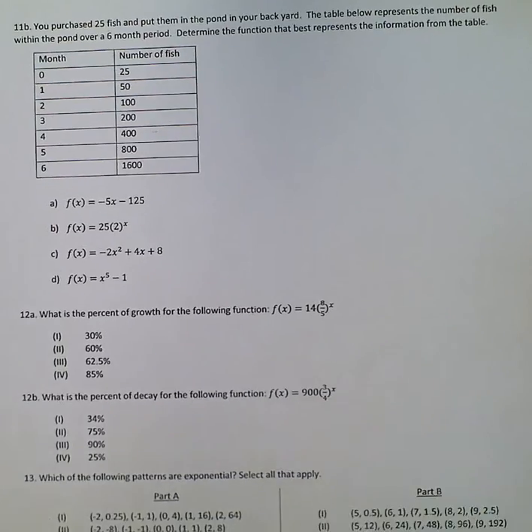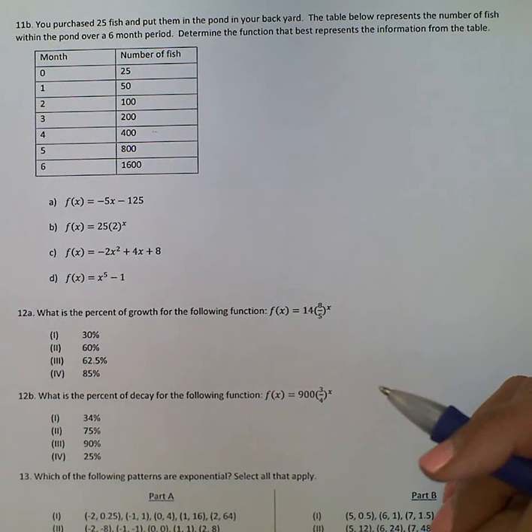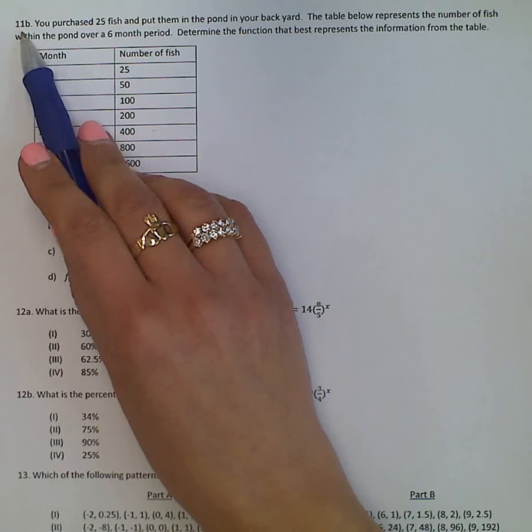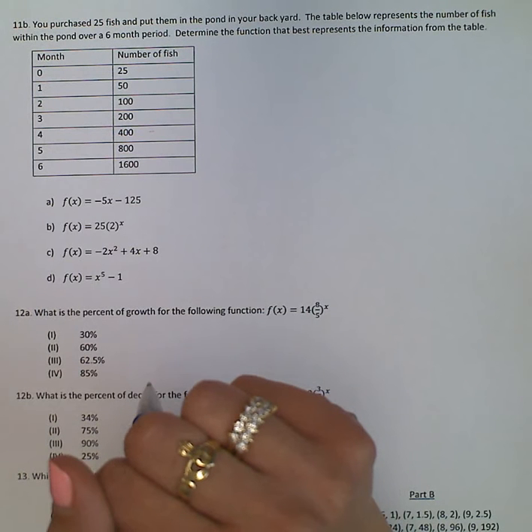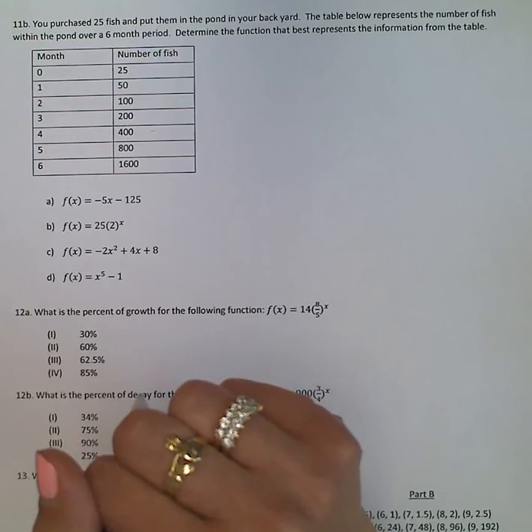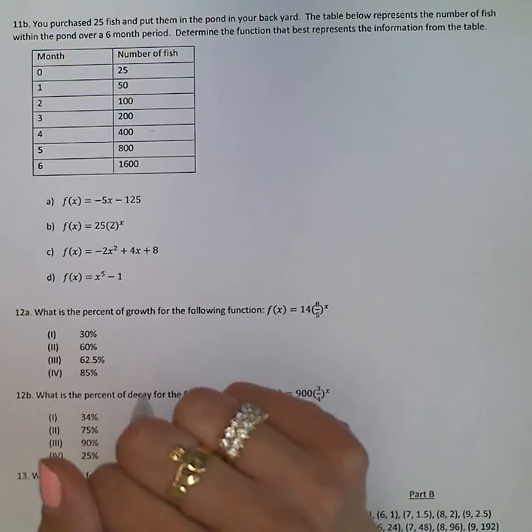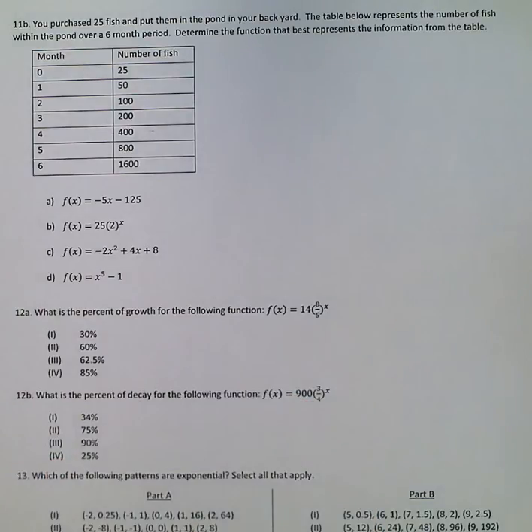So I'm going to do the problems on the 5th page of Unit 10 review. Okay, number 11B. You purchase 25 fish and then put them in a pond in your backyard. The table below represents the number of fish within the pond over a 6-month period. Determine the function that best represents the information from the table.